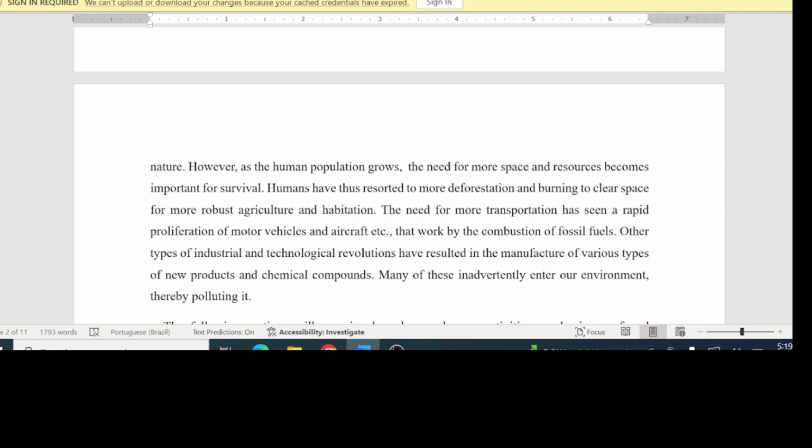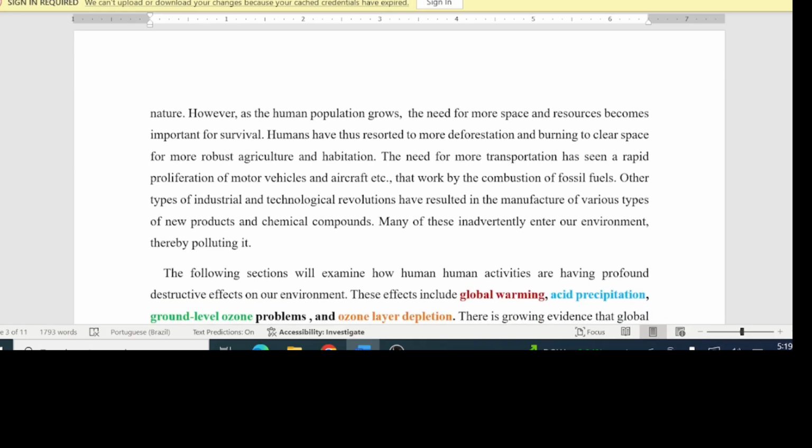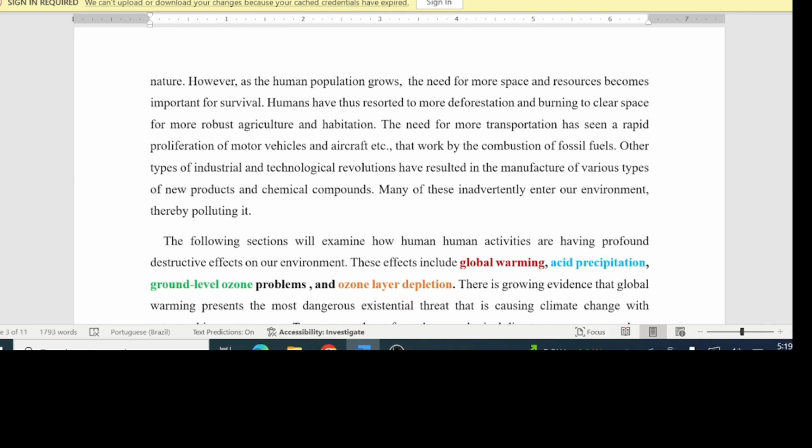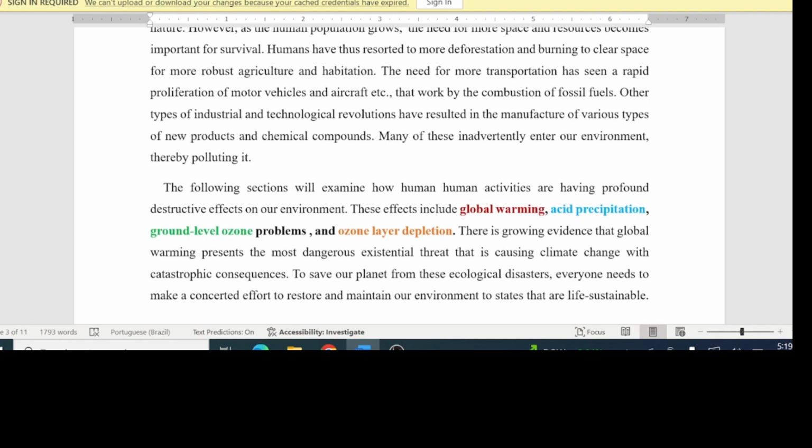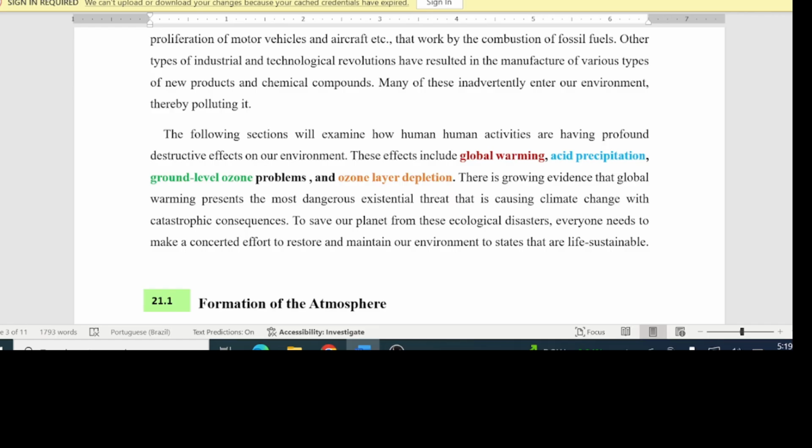However, as the human population grows, the need for more space and resources becomes important for survival. Humans have thus resorted to more deforestation and burning to clear space for more robust agriculture and habitation. The need for more transportation has seen a rapid proliferation of motor vehicles and aircrafts, etc., that work by the combustion of fossil fuels. Other types of industrial and technological revolutions have resulted in the manufacture of various types of new products and chemical compounds. Many of these inadvertently enter our environment, thereby polluting it.